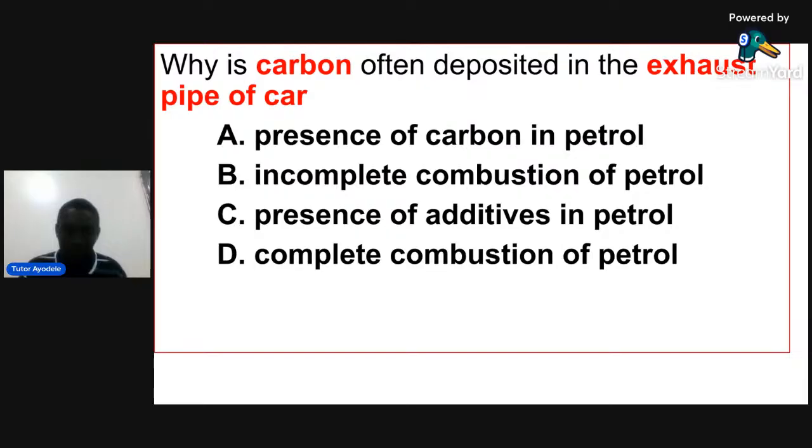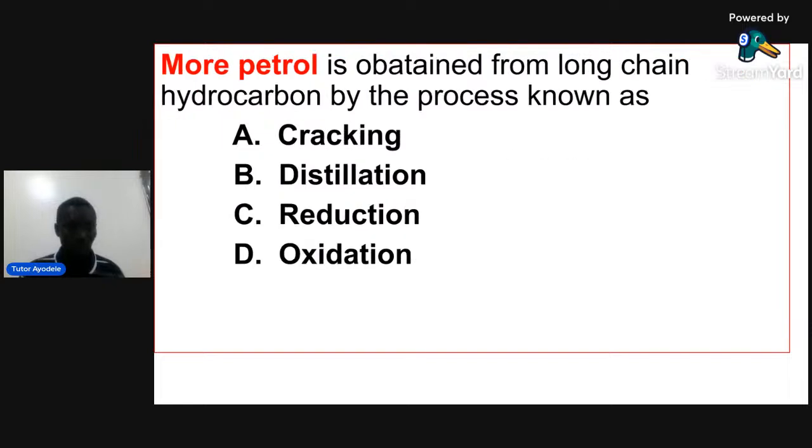Let's look at this. I've explained that if wood is burning completely, you will not see any smoke. But if your wood is just burning anyhow, like those using wood to cook, you notice that if it does not burn completely, you start seeing smoke. The same thing applies to petrol. If it does not burn completely, you start seeing black carbon smoke. It's because it is incomplete combustion of what? Petrol. That is the correct answer. Incomplete combustion of petrol.